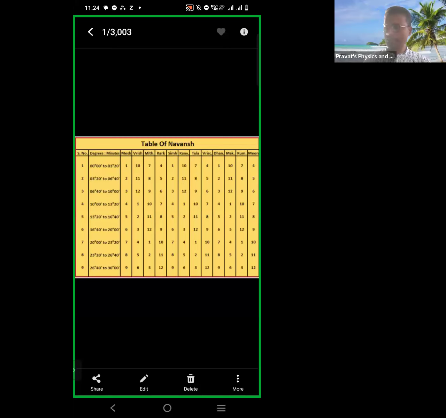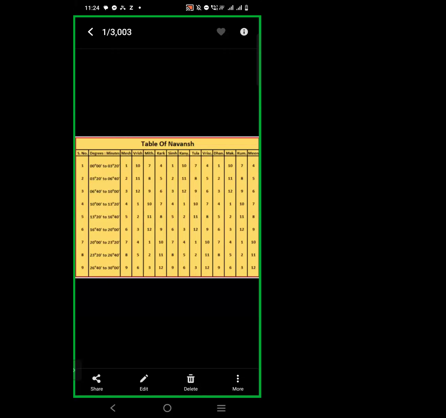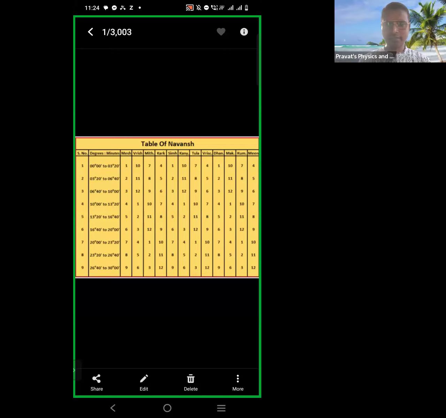Suppose you are going to calculate the Dasamsa chart, then what will you do? 10 parts, 10 divisions. So that is the first step of the mathematics involved. 9 divisions means we are calculating the Navamsa chart. 10 divisions means the Dasamsa chart. 2 divisions, the Hora chart. 4 divisions, the Chaturthamsa chart. Isn't it? The name suggests what you are going to do.